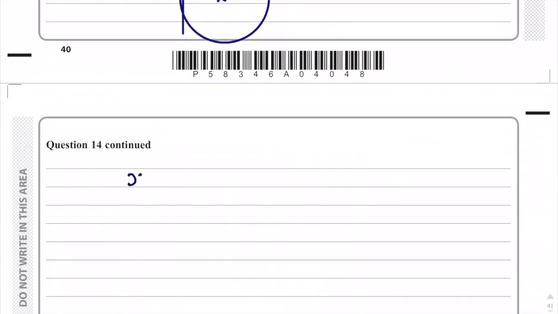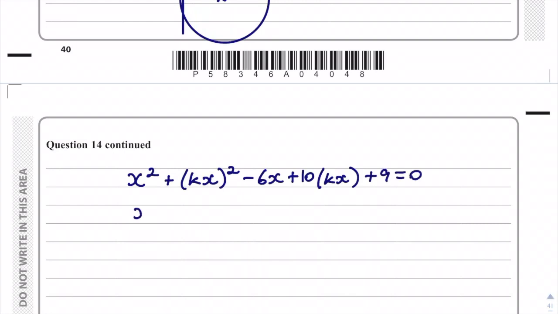What I'm going to do is have x squared, and replace y with kx, so it's going to be plus kx all squared minus 6x plus 10 multiplied by kx plus 9 equals 0. Now if I simplify this, I get x squared plus k squared x squared minus 6x plus 10kx plus 9 equals 0.